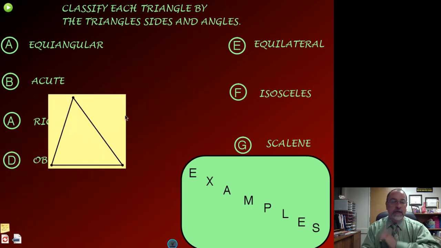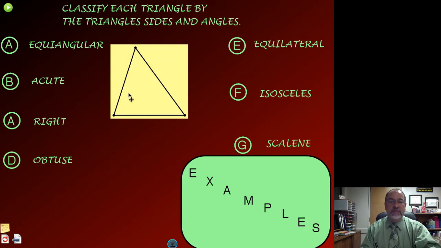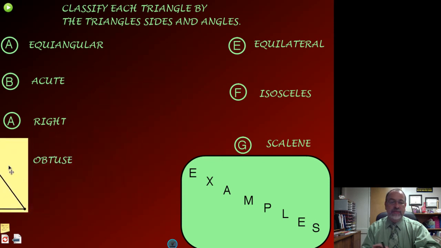Oh, let's go back to that. What about the number of sides? What would this be by its sides? Well, all of the sides appear to be different lengths, so this would be scalene. Now you might make an argument that these two look the same, so it might be isosceles, but I think that's probably scalene.